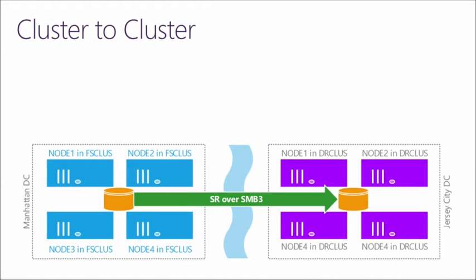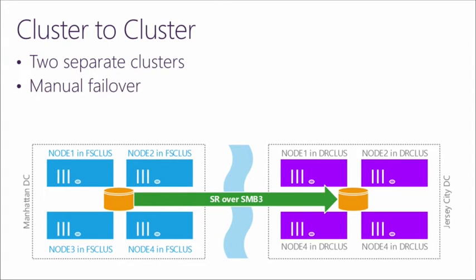Cluster to cluster. In this case, we're using not necessarily a Hyper-V cluster as the example, but we've got a file server cluster in Manhattan called FS Clus, 4 nodes. We've got a DR Clus in Jersey City, for DR specifically, 4 nodes again. And in this case, we're replicating the file server volumes across. And in this case, should there be an outage, a disaster, we're able to fail over.